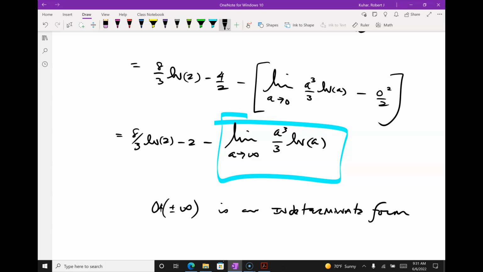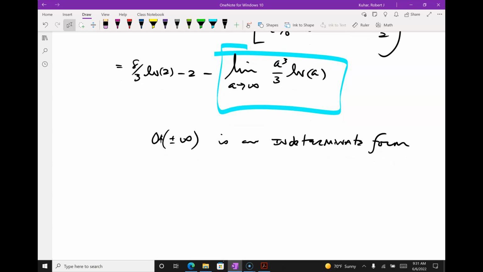So I want to put this in the form of 0 over 0 or infinity over infinity. And the way I can do that, I'm just going to work on star here, which is minus 1/3 times the limit as a goes to 0 of a cubed ln of a.